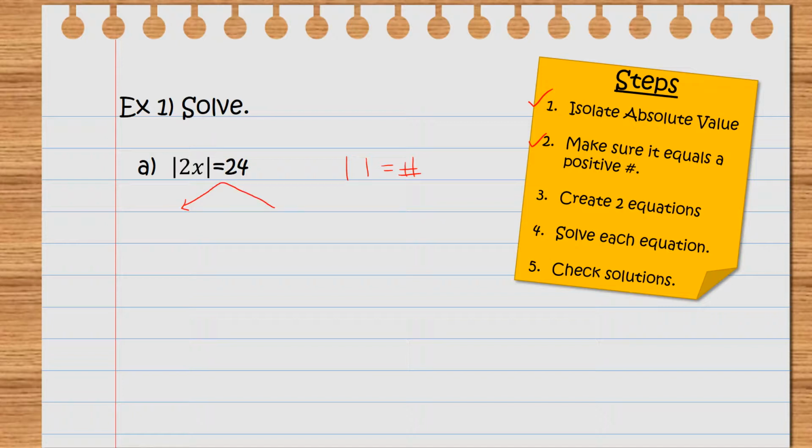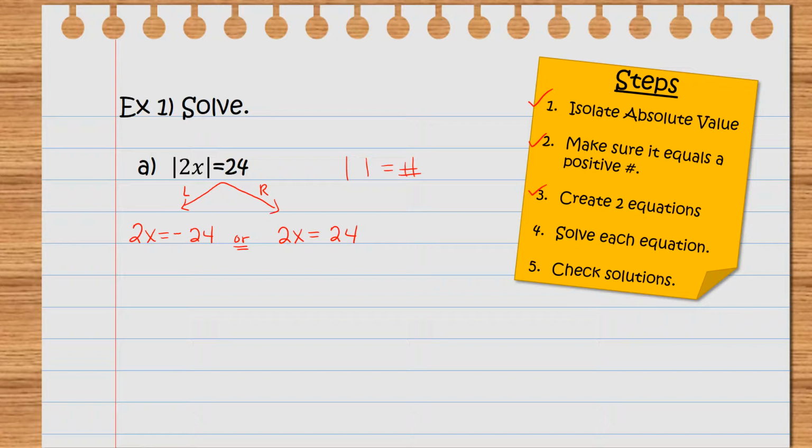So we are going to go to the left. If I have 2x and I go to the left 24 units, that leaves me at -24. Or if I were to travel to the right 24 units, that means 2x would be at +24. There's my two equations.